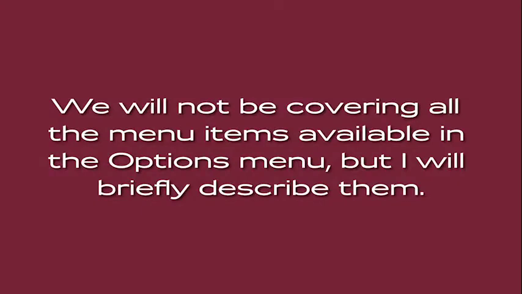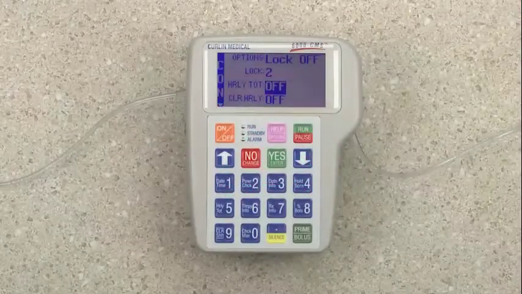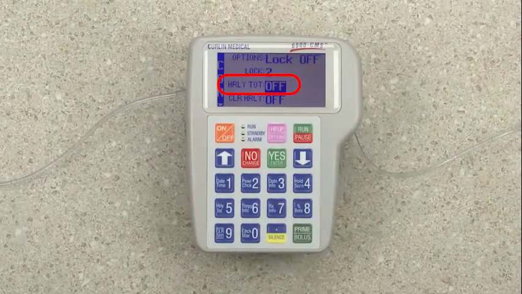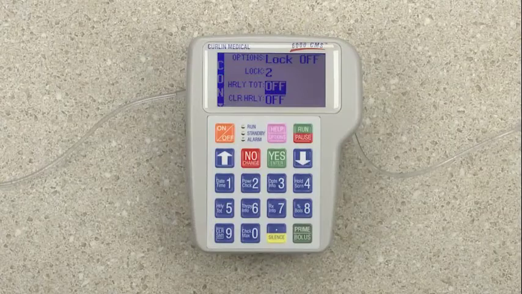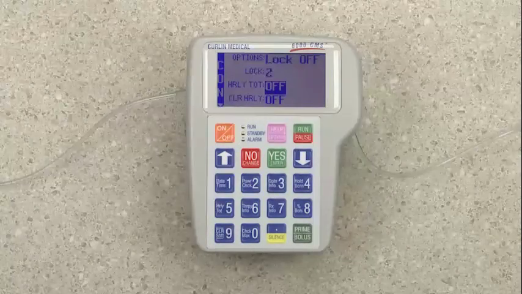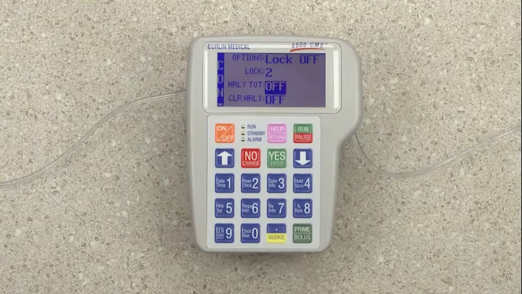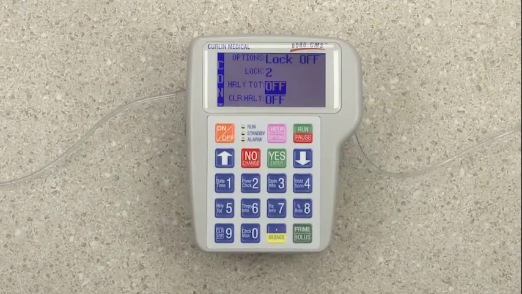We will not be covering all of the menu items available in the options menu, but I will briefly describe them. Hourly totals. The pump accumulates data hourly. If you press No to off and Yes to on, the hourly totals will come up on the screen and you can view the data here. We'll leave it off for now.